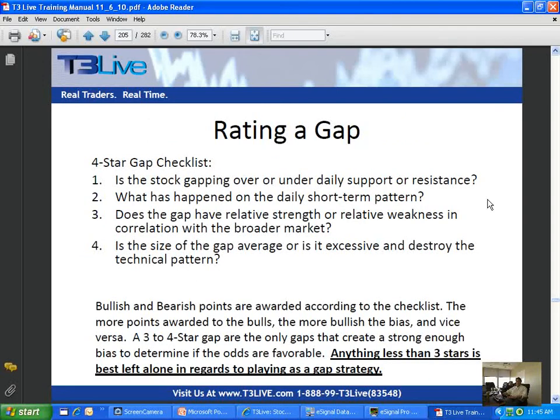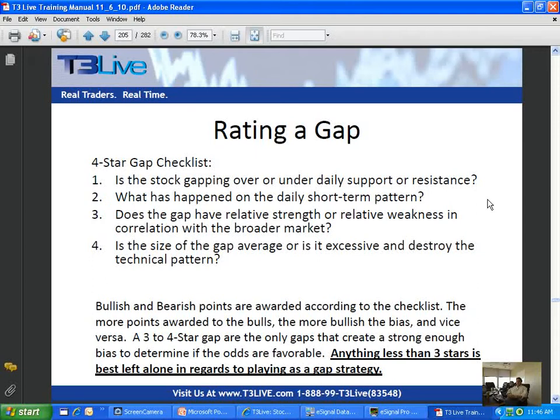Okay, so let's go over that. The gap checklist. Again, mark the page. Is the stock gapping over or under daily support or resistance? So when you look at the gap, we look at our daily charts, again our analytical time frame, to determine is the gap at support or near support. Okay? What has happened on the daily short-term pattern?